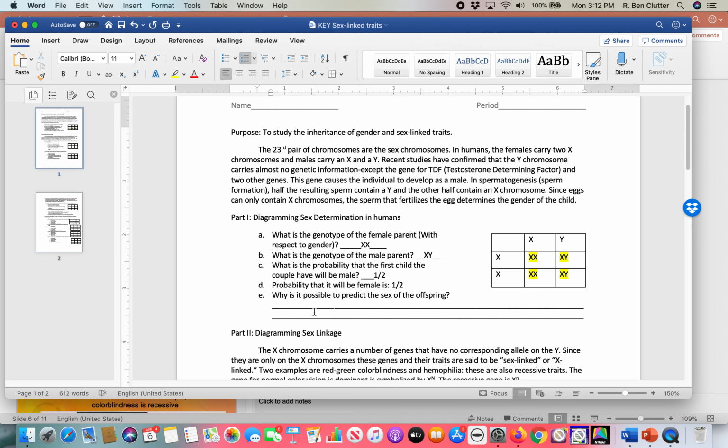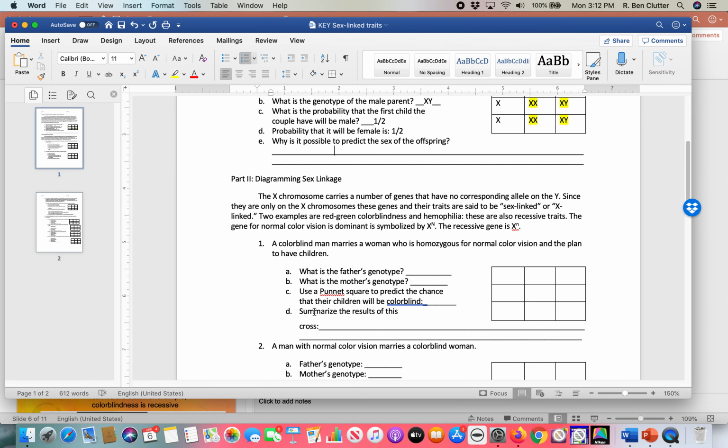All right. Now, diagramming sex lineage. So, the X chromosome carries a number of genes that have no corresponding allele on the Y. Again, the X is different than the Y. And that's why we treat the X as recessive.